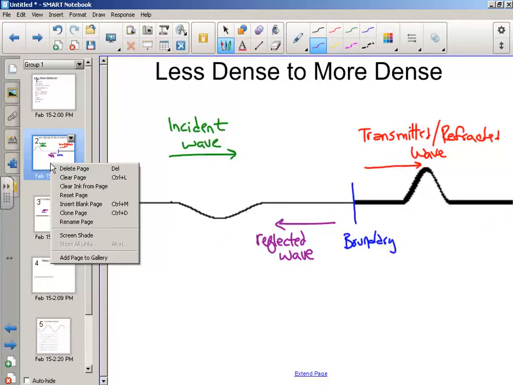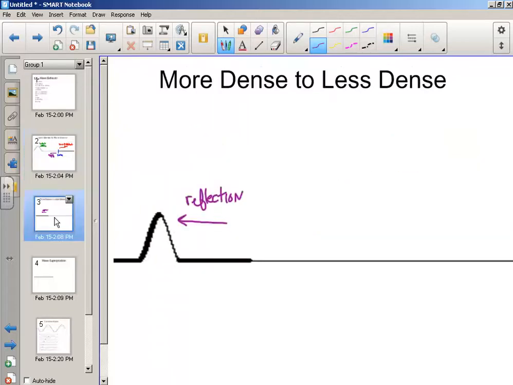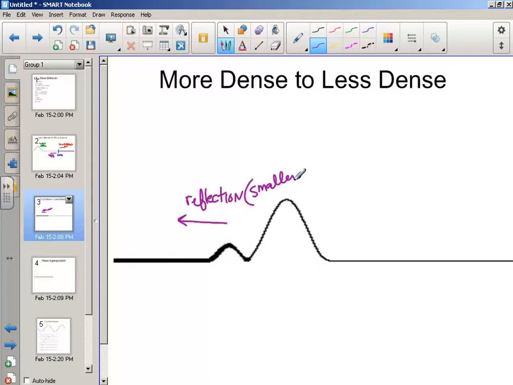Another thing that is similar: the reflection is always smaller. It can't be the same size because it's giving some of its energy to the transmission. So a big wave comes in, it transmits some of the energy through the boundary, and some of it gets reflected back. Same with here. It comes in medium size, but always goes back smaller. The reflection is always going to be smaller than the incident wave.